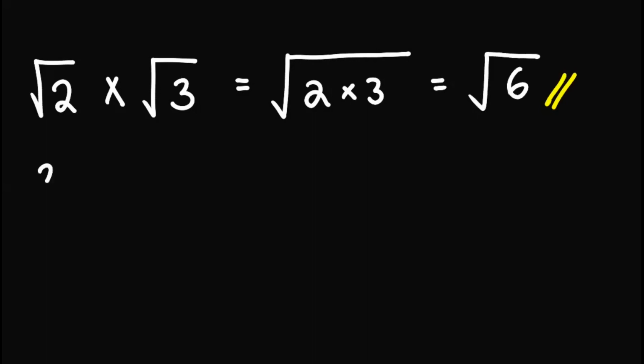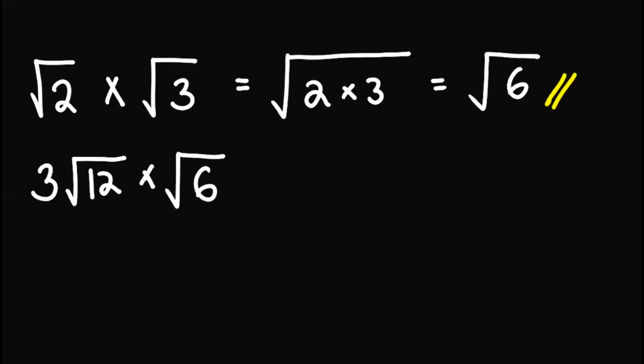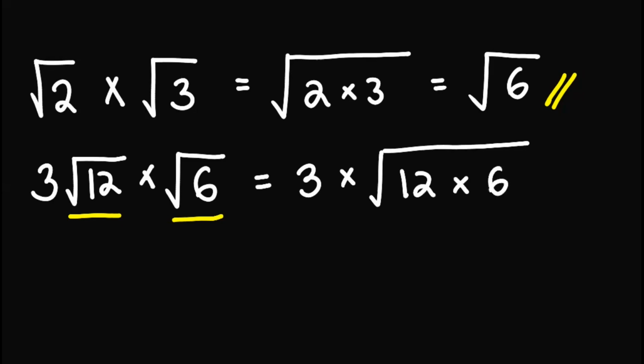So let's have 3 square root of 12 times square root of 6. For this one, observe that we have radicals out here and we have a number out here without a radical. So what we do with this number that doesn't have a radical is we just leave it alone. So we can write this one as 3 times, multiply the radicand inside, so that will be 12 times 6.